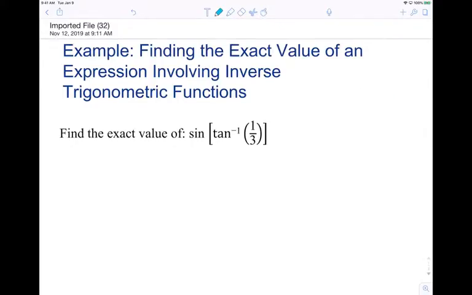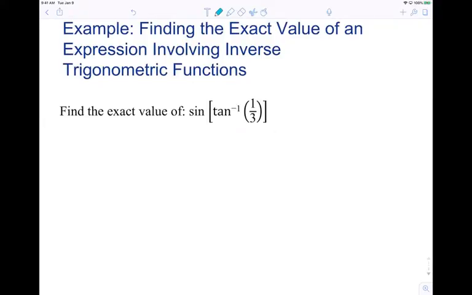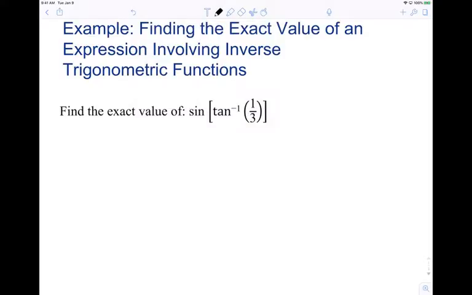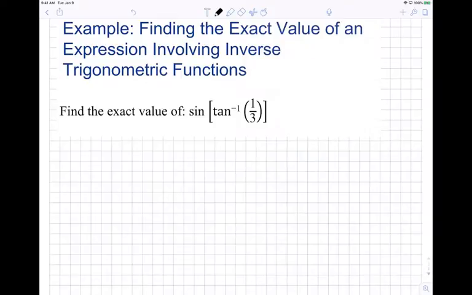So we're asked to find the exact value of sine of inverse tan of a third. Let me see. So let's do paper. You like my grid paper? So we have sine of inverse tan of 1 by 3. Okay, so what were the restrictions for tan? Does anybody remember?